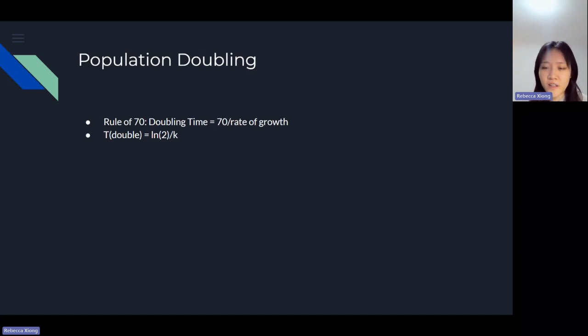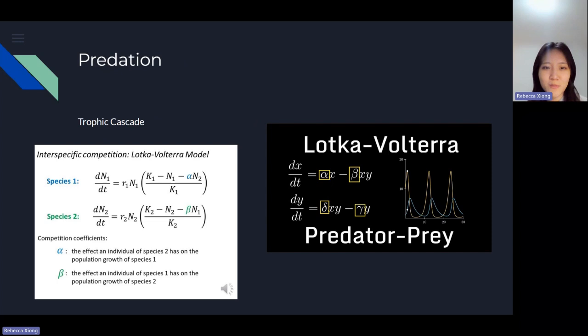The other idea in here is the population doubling equations. These are derived from the Verhulst population growth exponential equation. The key is to use the rule of 70. If you want to find a doubling time, take 70 and divide by the rate of growth. Or if you want to find the time to double in population, you can take the natural log of 2 and divide it by k. So that is also an equation that comes up a lot.